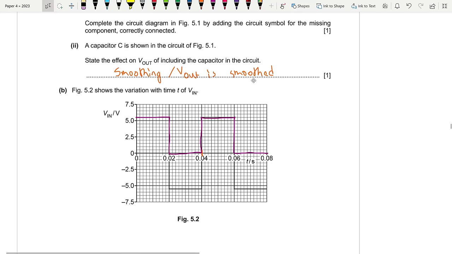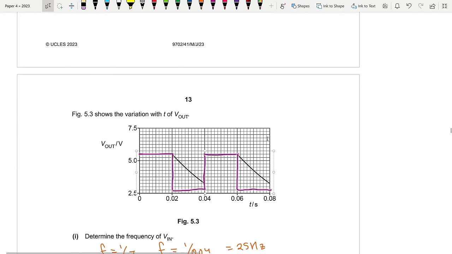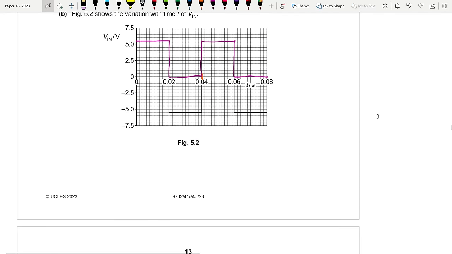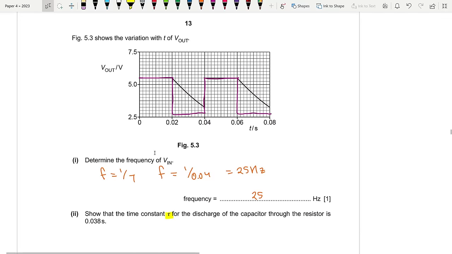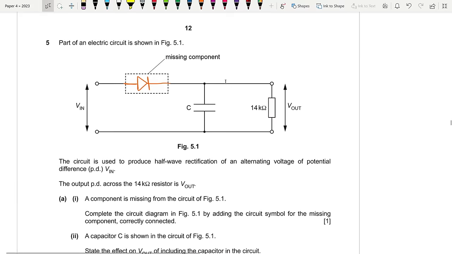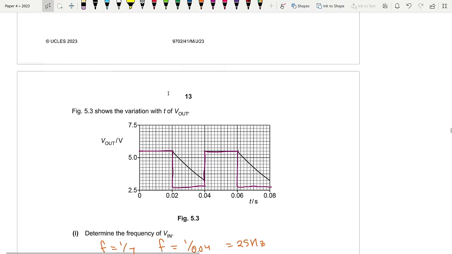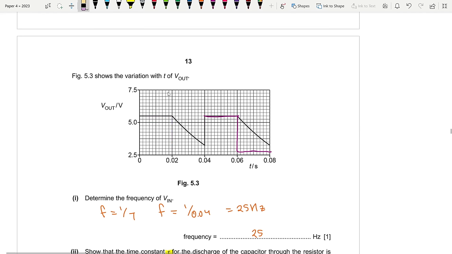Wait, why is it much higher? That's weird. It went above zero. I don't know if that's a printing mistake or something. But for some reason, it has been amplified. But the basic thing is that it was supposed to be down here. If you follow this properly, it was supposed to be down here and then go up again.